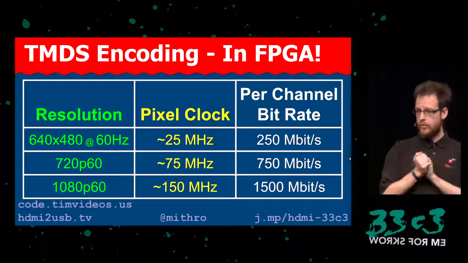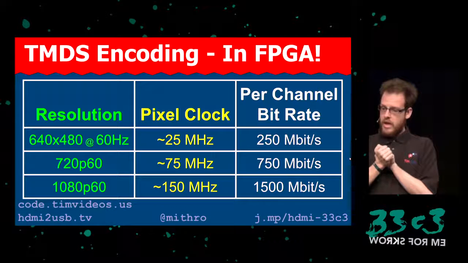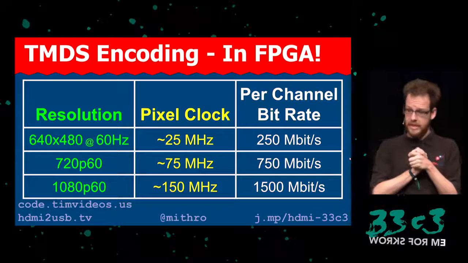However, things happen quite quickly when you times them by 10. And so our pixel clock for 640 by 480 is 25 megahertz. When you times that by 10, you get 250 megabits per channel. When you're doing 720p, you're doing 750 megabits per channel, and 1080p is 1,500 megabits per channel. And FPGAs are fast, but they're not really that fast at a range that I can afford to buy. I'm sure the military has ones that go this fast, but I'm not as rich as them.